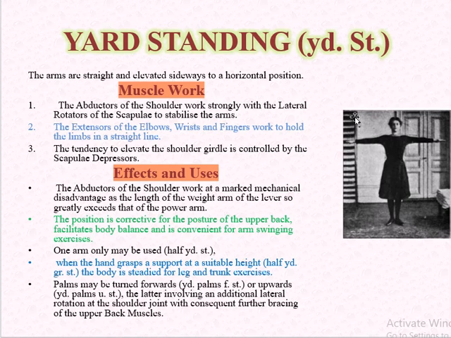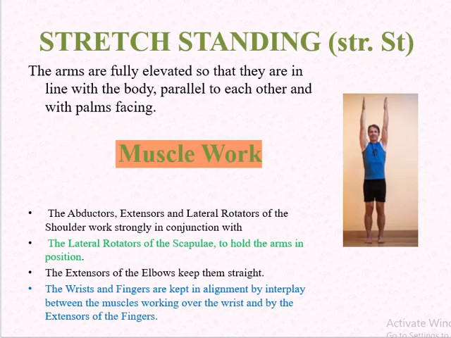The latter, that is yard palm upper standing, involves an additional lateral rotation at the shoulder joint, with consequent further pressing of the upper back muscles. Stretch standing: arms are fully elevated so that they are in line with the body, paired to each other with the palms facing. This is the stretch standing position. Muscle work: abductors, extensors, and lateral rotators of the shoulder work strongly in conjunction with the lateral rotators of the scapula to hold the arms in this position.